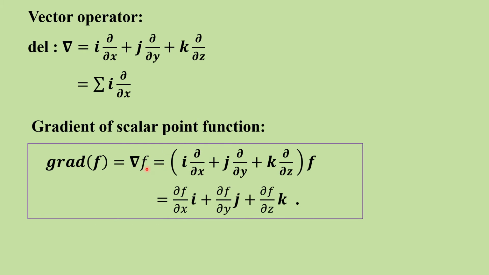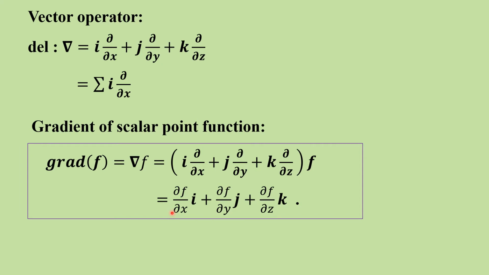Suppose f(x, y, z) is a continuously differentiable scalar point function. Then del f is called the gradient of f, which we can denote as grad f, which is i ∂/∂x + j ∂/∂y + k ∂/∂z operating on f. We differentiate f partially with respect to x, that is the component of i. Likewise, the component of j is the partial derivative of f with respect to y, and the component of k is the partial derivative of f with respect to z. Therefore del f is nothing but ∂f/∂x i + ∂f/∂y j + ∂f/∂z k.